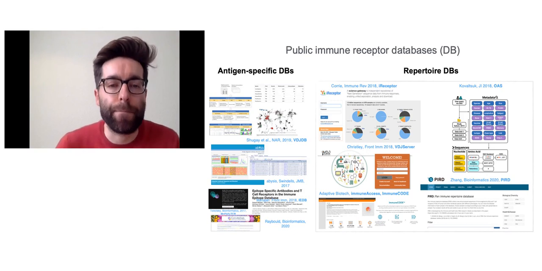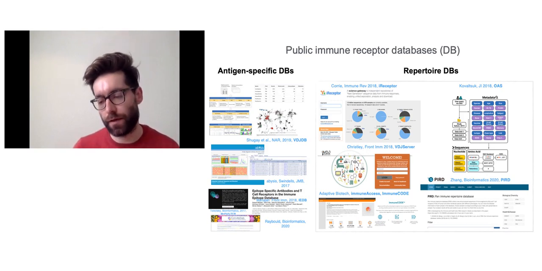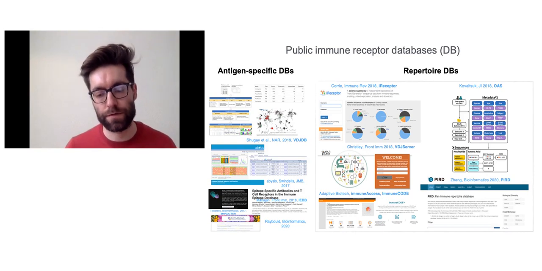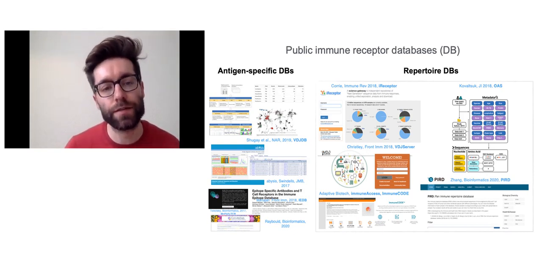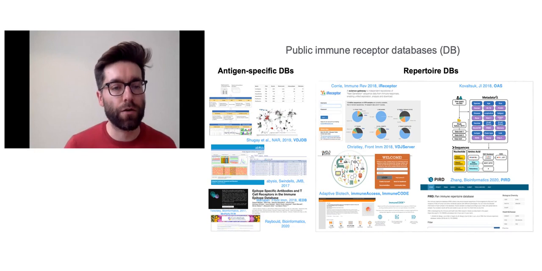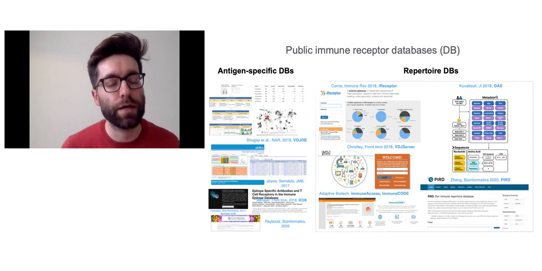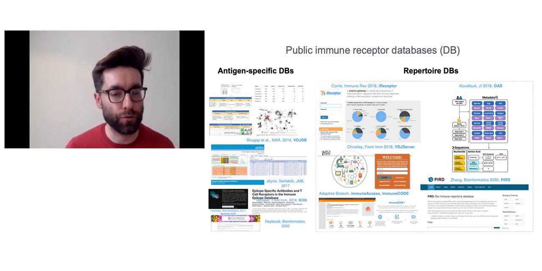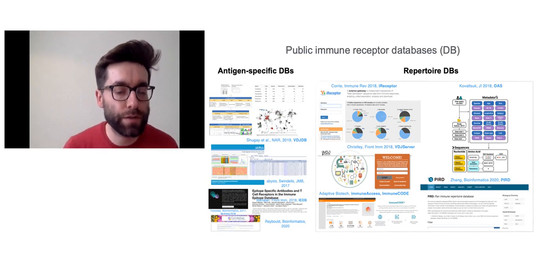So many of us might not have the means or sometimes do not want to generate their own data. So there are many public databases that have a lot of sequenced immune receptors. On the left side, you see antigen-specific databases. Some focus only on T cells, some focus only on B cells, some have epitope information, some do not. Some only have COVID information, for example. So all the citations you see on the left.